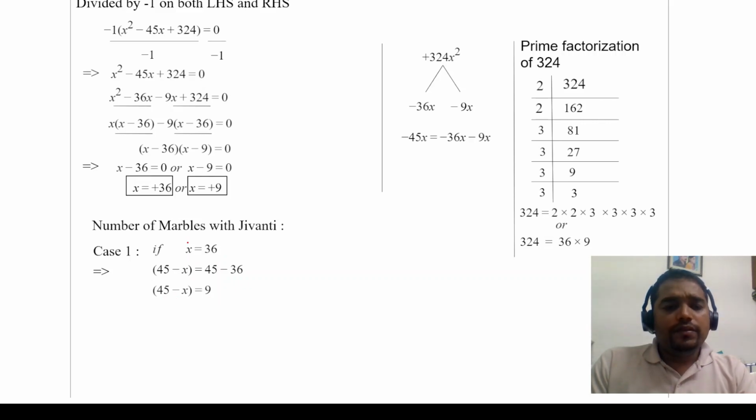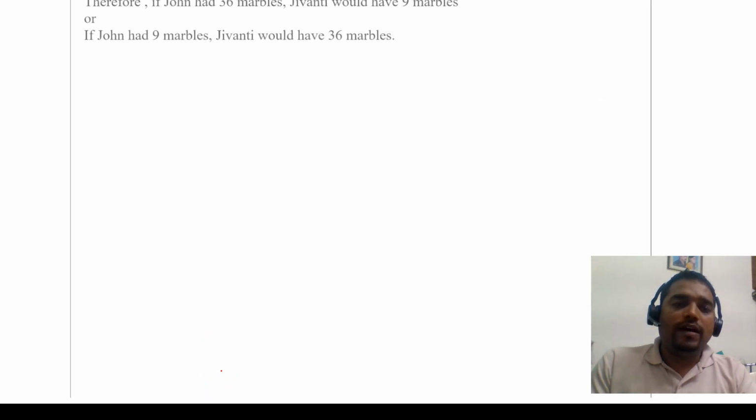Also, if x is equal to 9, then 45 minus x is equal to 36. Now how to interpret these values is: suppose John had 36 marbles, Jivanti would have 9 marbles, or if John had 9 marbles, Jivanti would have 36 marbles.